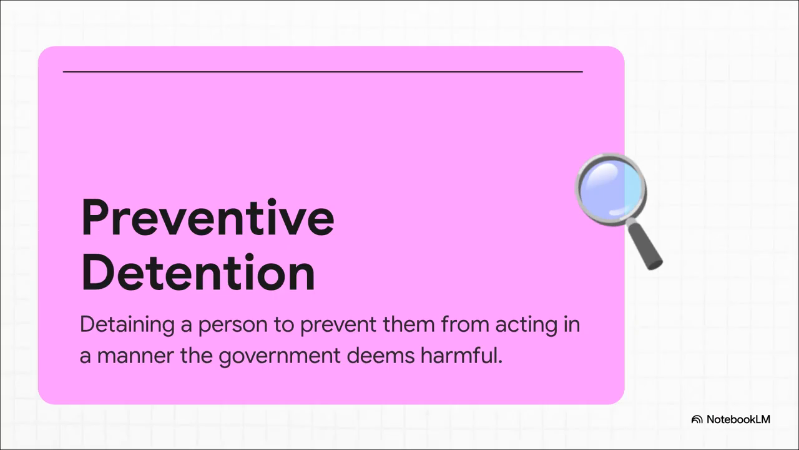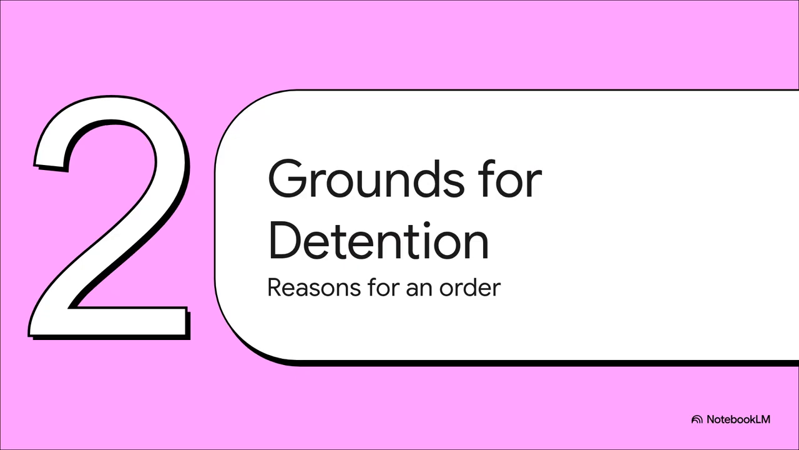So, at its heart, what is the National Security Act? It all comes down to that one concept, preventive detention. This isn't like a normal arrest, where something happens after a crime. This is all about detaining someone to stop them from doing something the government thinks could be harmful. It's about prevention, not punishment. But of course, that raises a massive question, right? What kind of harmful act is serious enough to justify using this kind of power?